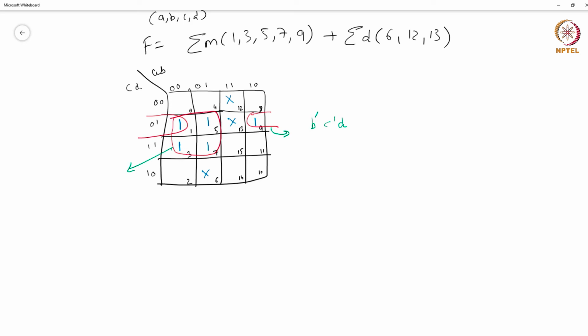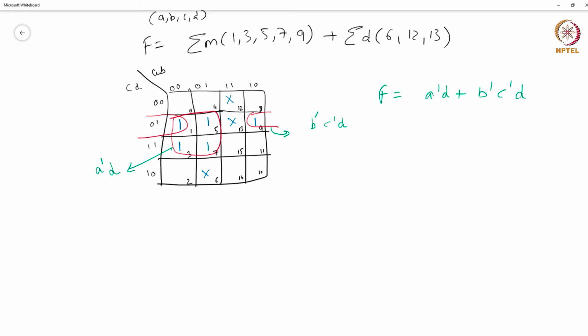For this, you see that C would be optimized because C is 0 here and 1 here, but D is constant, so D will remain. And similarly we see on the top that B would be optimized because B is 0 here and 1 here, but A is constant for both of them, so we can write A in the complemented form. So if I don't consider don't cares, my function f would be written as A dash D plus B dash C dash D. So this is how we can optimize.